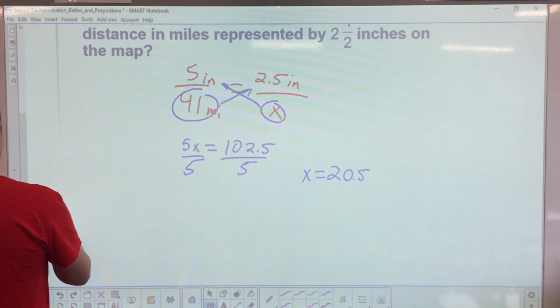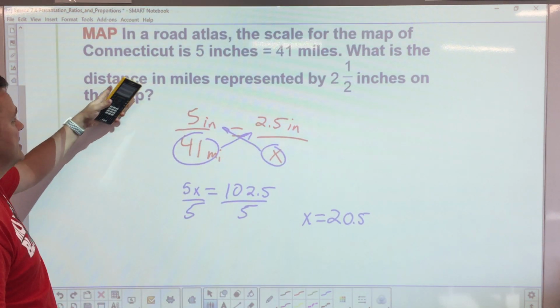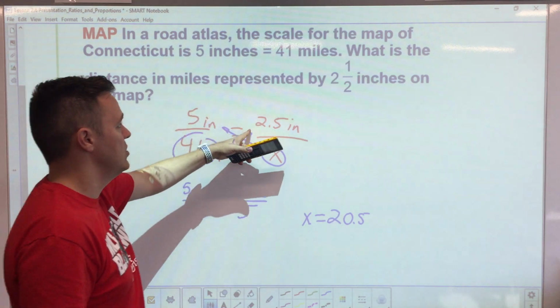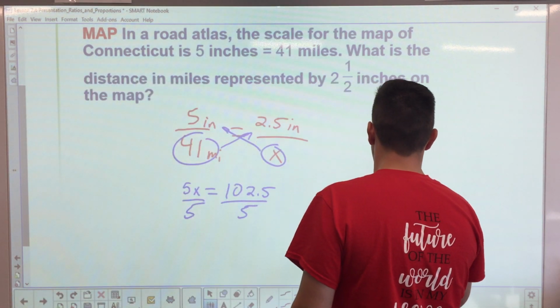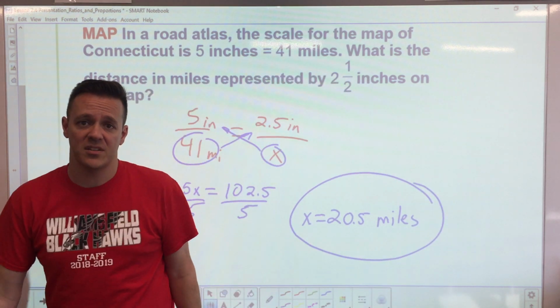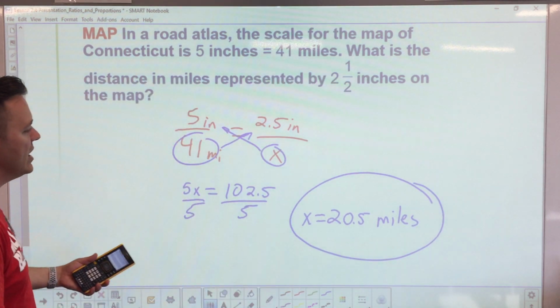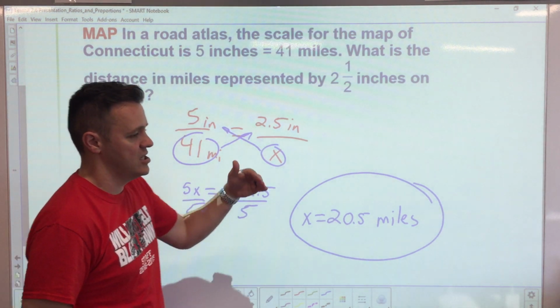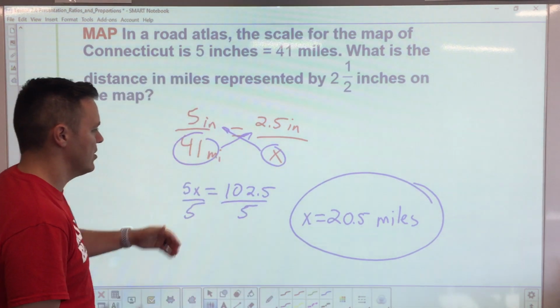Now, what does x equal? Okay, what is the distance in miles represented by 2.5 inches? It'd be 20.5 miles. All right, make sure you guys finish the annotation on that as we go through. Hopefully you guys understand this process. So it is a good ratio for trying to figure things out.